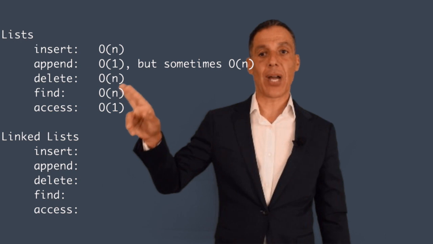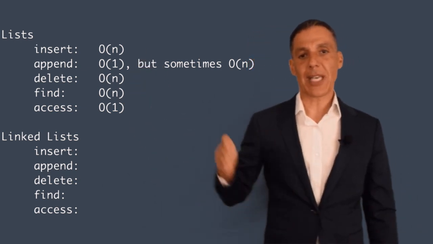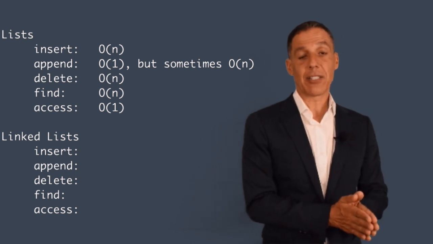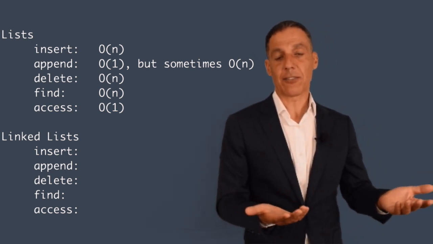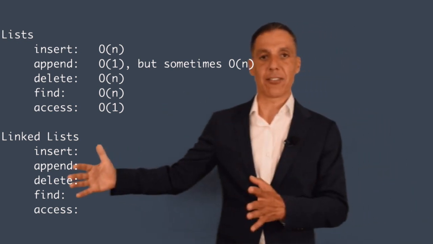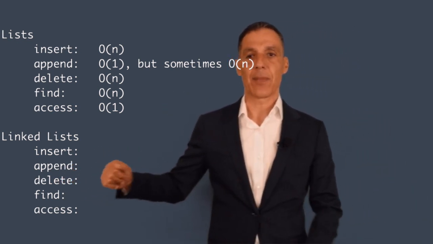Deletion has the same problem as insertion. If I pull something out from the front of the list, everybody's got to slide back. Now, obviously, if I delete from the end of the list, that's fine. It leaves an empty spot. But the worst case scenario is everybody has to move to fill in the gap.